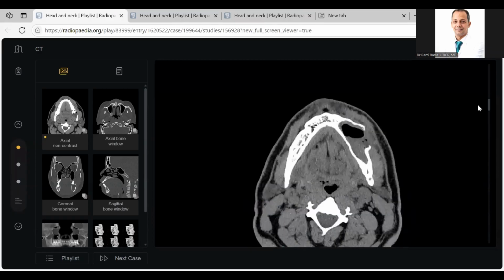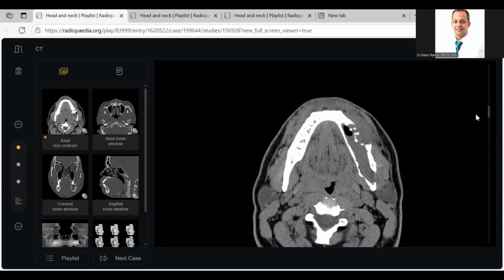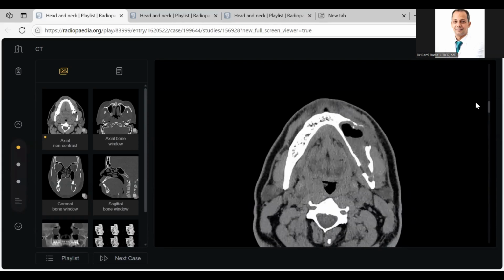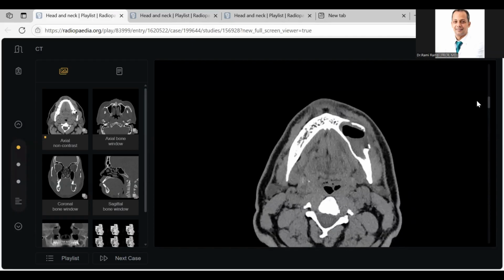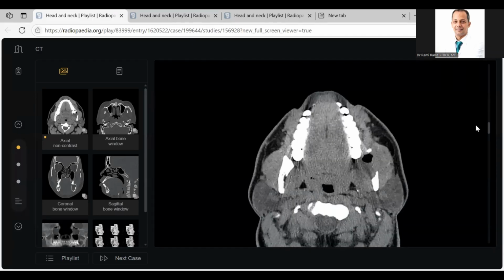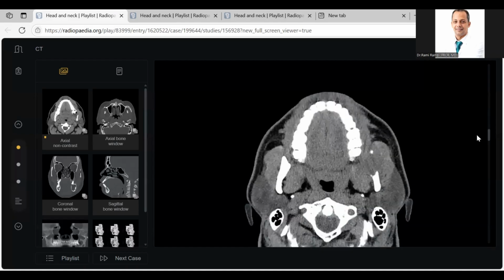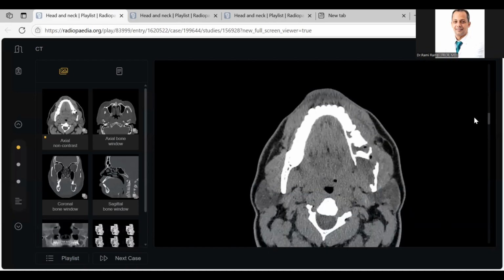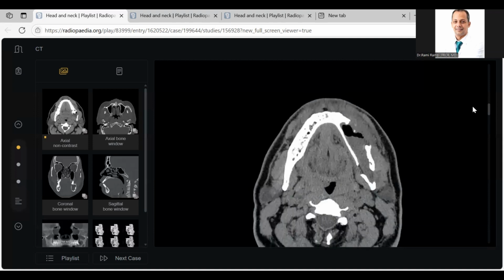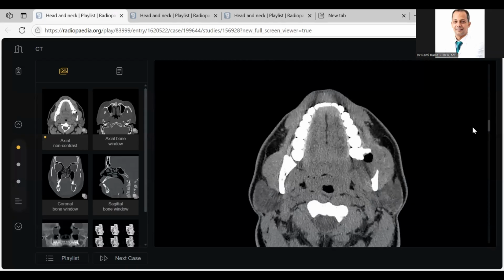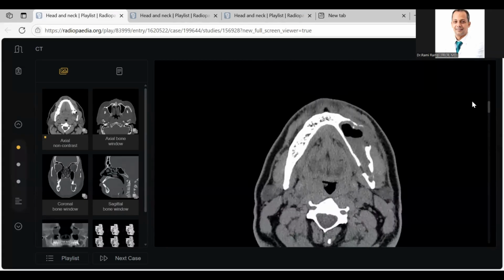Here I can see that there is a soft tissue density lesion along the left buccal space, and that is causing the destruction of the body and the ramus of the mandible. There are areas of erosion as well, and there are pockets of air noted inside it, and it's also extending to the ramus of the mandible, and there are areas of hypodensity within it, so they are suggestive of a collection. I will check the bone window for the bony details.